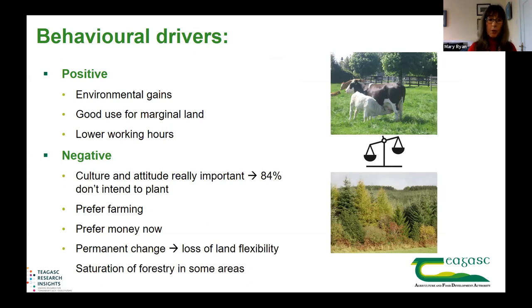We know that 84% of farmers don't intend to plant, that farmers prefer farming. They prefer money now rather than later. And that the permanent change of land use and the loss of flexibility, as well as the saturation of forestry in some areas, are barriers for farmers to planting.